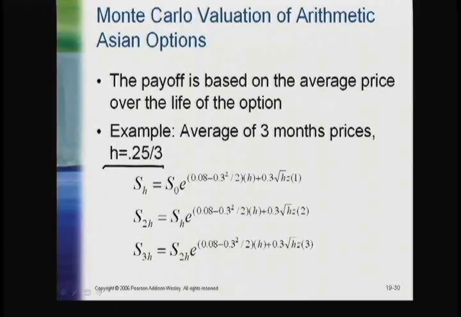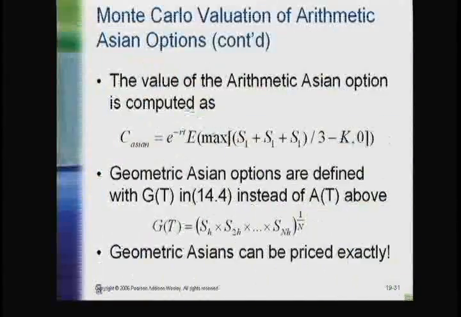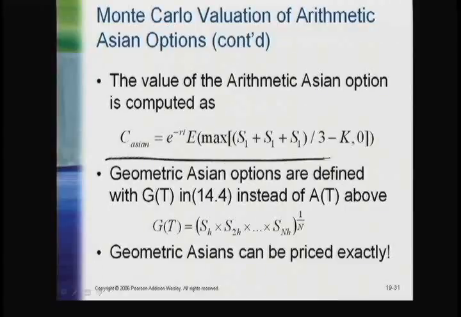So notice how we are successively generating the stock price at time 1 month, 2 months, and 3 months using the path procedure that was introduced earlier. We generate 3 random normals, and each one of them gives us a path. Each path then gives us an Asian payoff. We average the 3 prices and compare it to K.